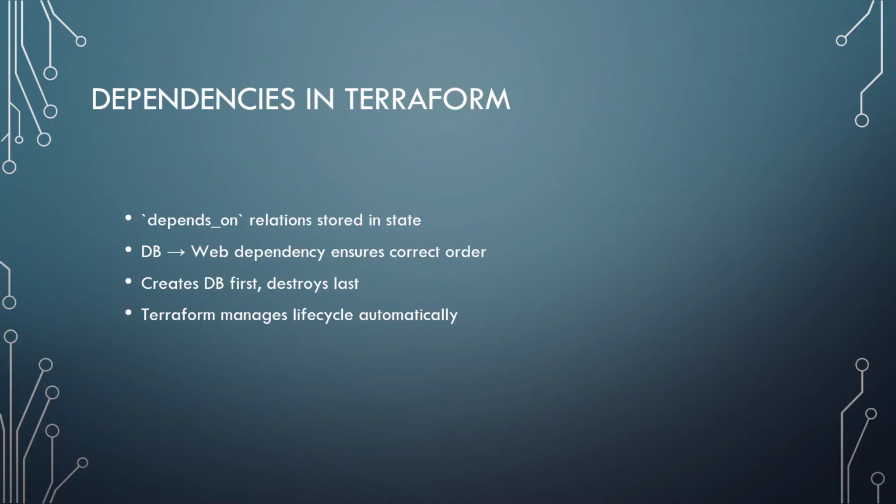Now, this one I explained: dependencies in Terraform depend on the relation stored in state. We'll see in a later lecture what depends_on is, and which resource will be created first. Suppose we have a DB resource, a database, and we have a web server instance. We'll talk in a later lecture about how it's created. So first create the DB and destroy it last. Terraform manages the lifecycle automatically.